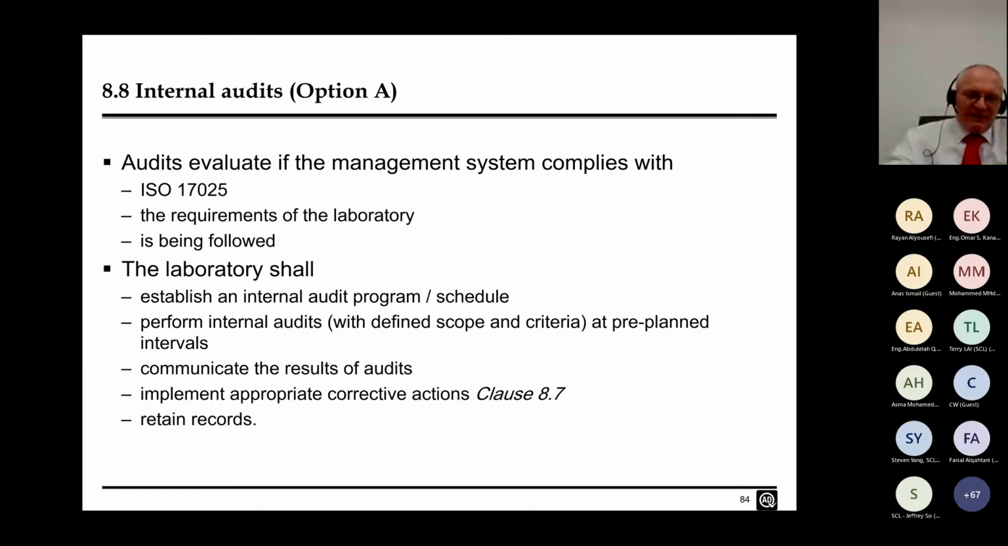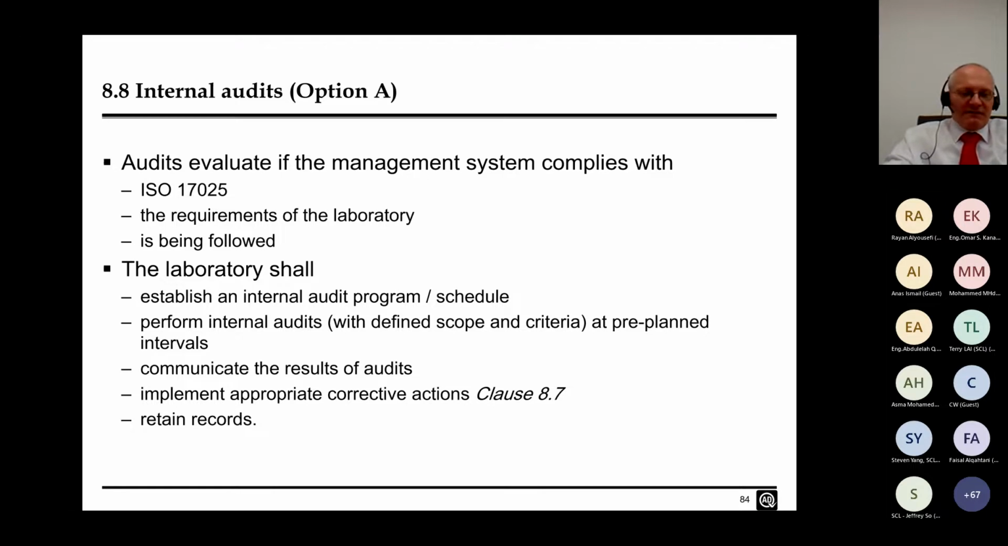What do audits do? They evaluate if your management system complies with the standard, 17025, if it complies with the requirements of the laboratory, and most importantly, is it being followed? So you need to establish an internal audit program. We'd expect internal audits at pre-planned intervals, at least a year, I think. I don't think it's written anywhere, but we'd expect you to visit each area, each laboratory at least once a year and look at defined scope and criteria.